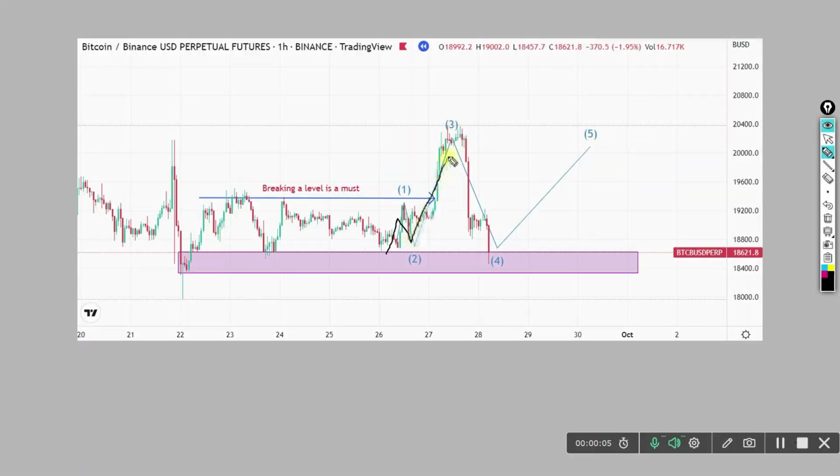This kind of swing can almost always be seen on any pairs. But the secret of this pattern to become a valid one is the breaking rule of the first wave. The first wave should break an important level, then make a small retracement to create a swing, then start a strong impulse to create the second wave.